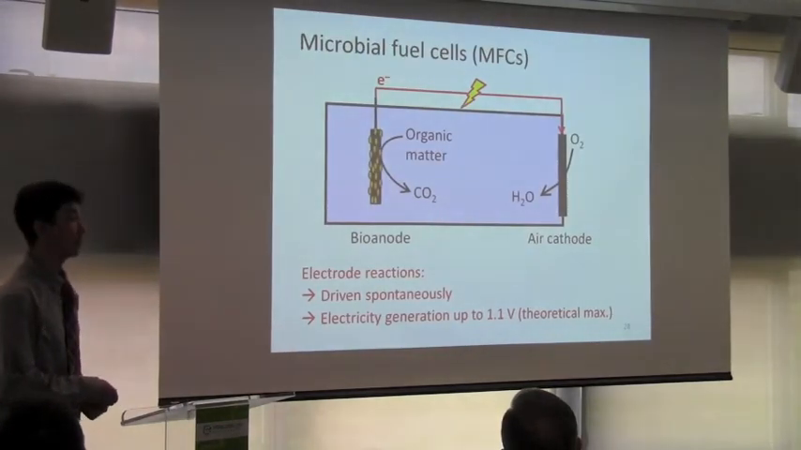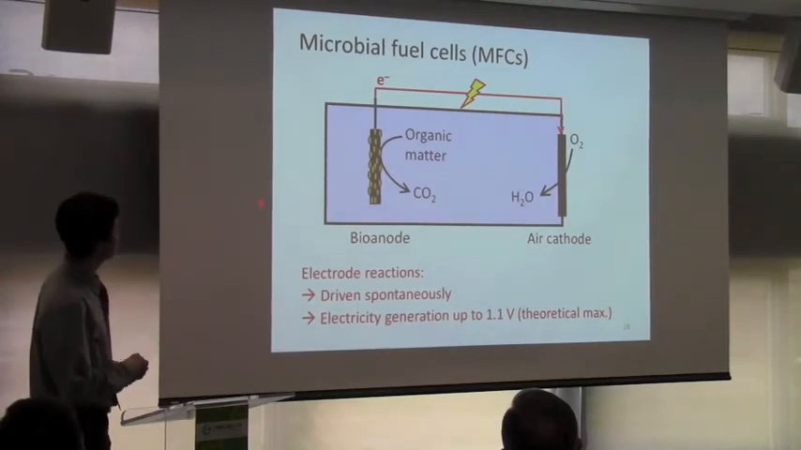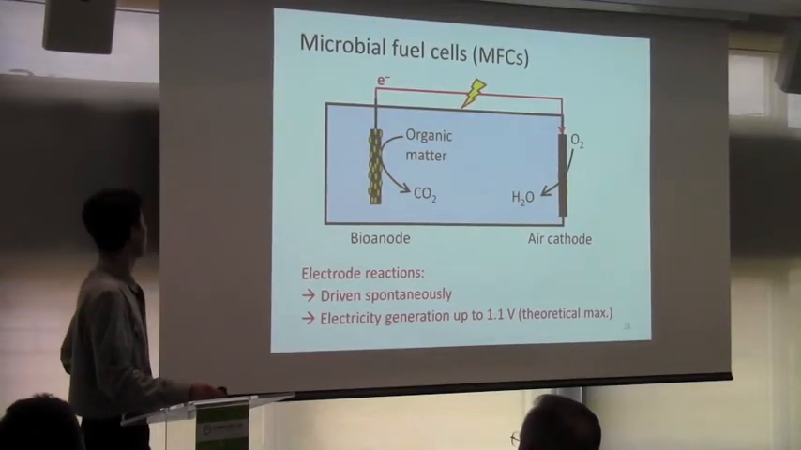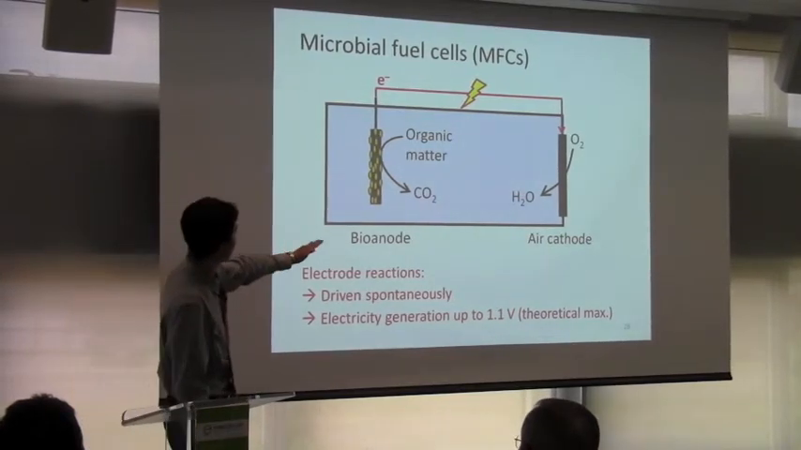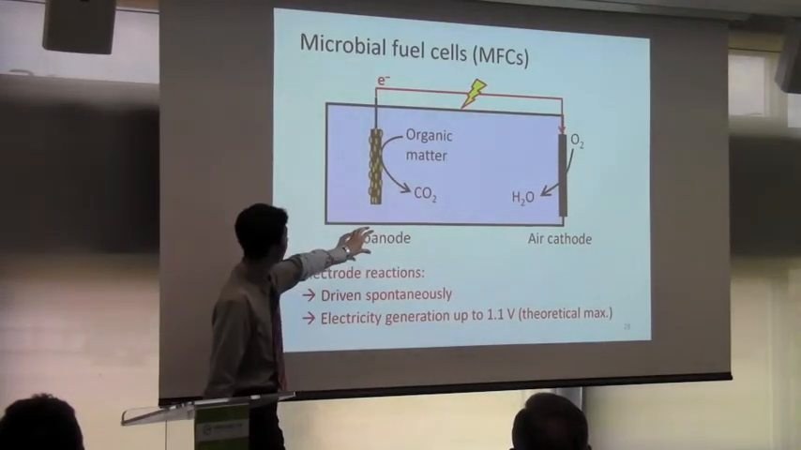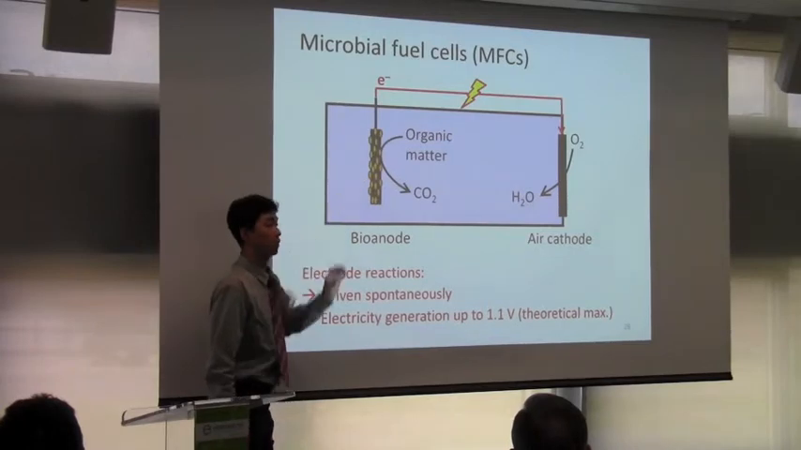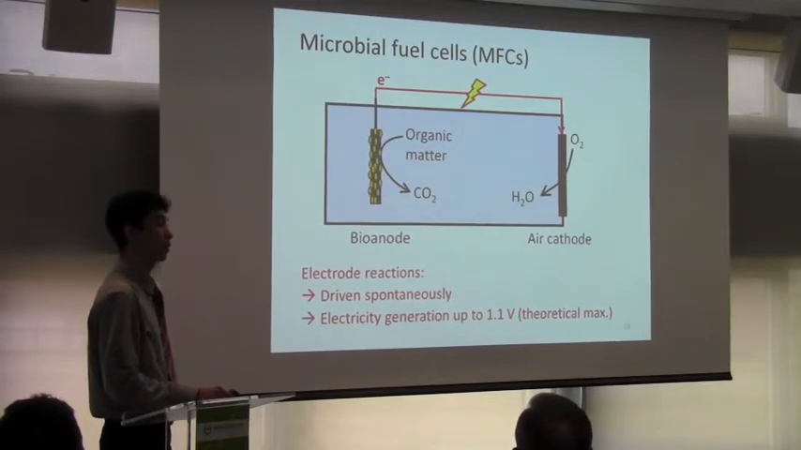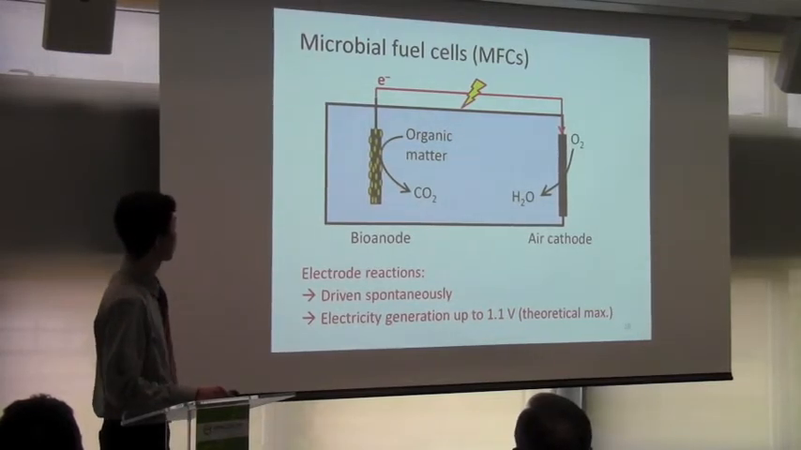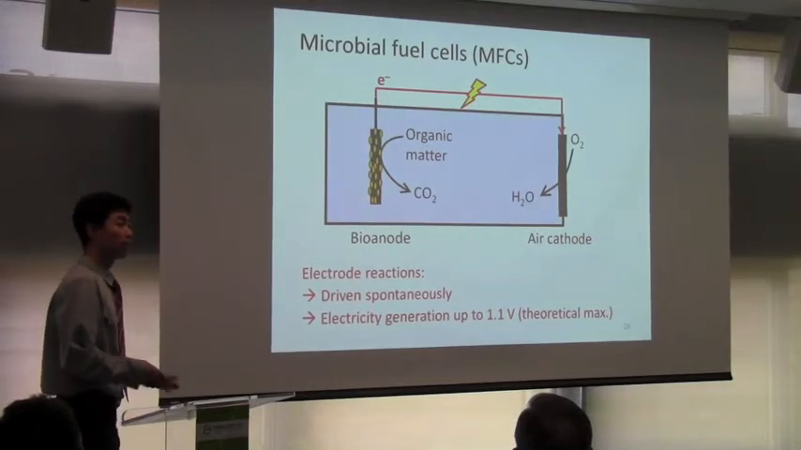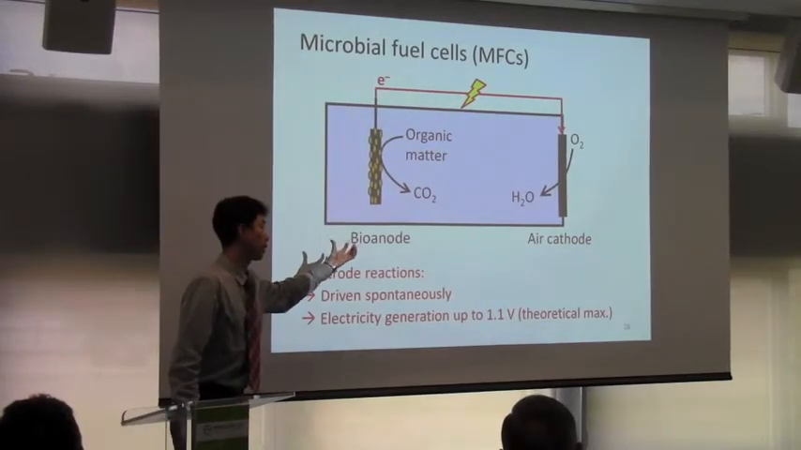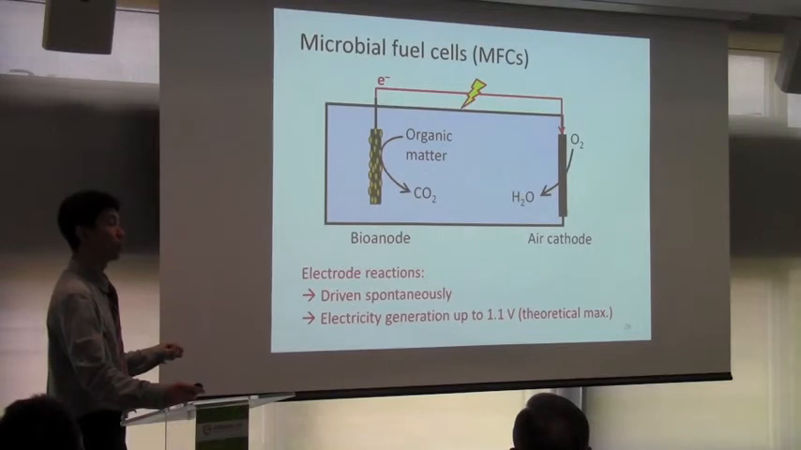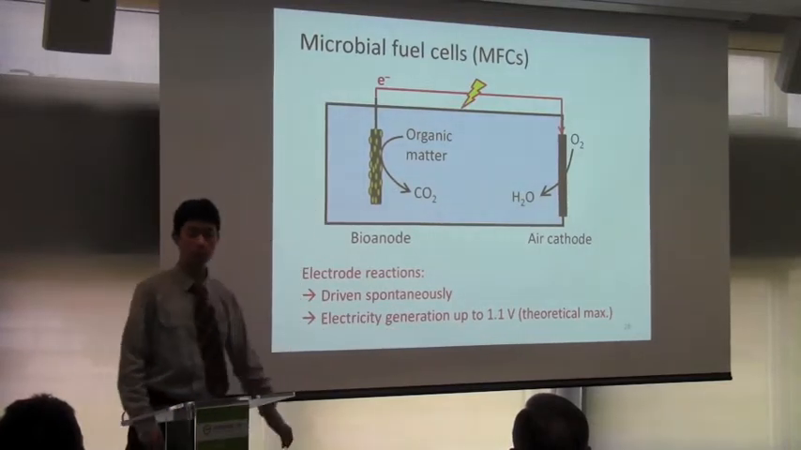And let me talk about a new thing for a while. This system is called a microbial fuel cell, and it can be used to recover energy from wastewater. In this microbial fuel cell, we have a bioanode and an air cathode. At the bioanode, we have special bacteria, or exoelectrogenic bacteria, and they oxidize organic matter in wastewater and dump electrons to the bioanode. And at the cathode, we have an oxygen reduction reaction. These redox couples are driven spontaneously, so that we can recover energy out of these reactions, up to about 1 volt.